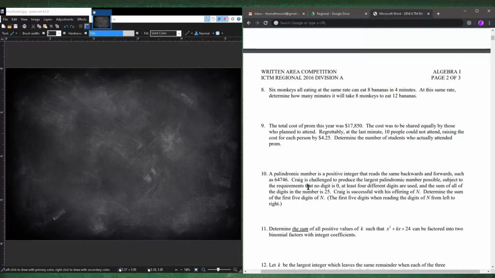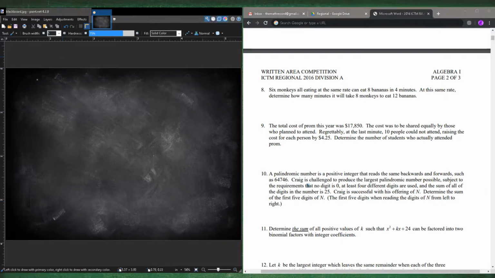Okay. So the original number of people we could just say is n, and let's say the initial cost was c. So n times c will equal 17,850, right? So this is the number of people, and this is the cost per person, so that multiplies out to the total cost.